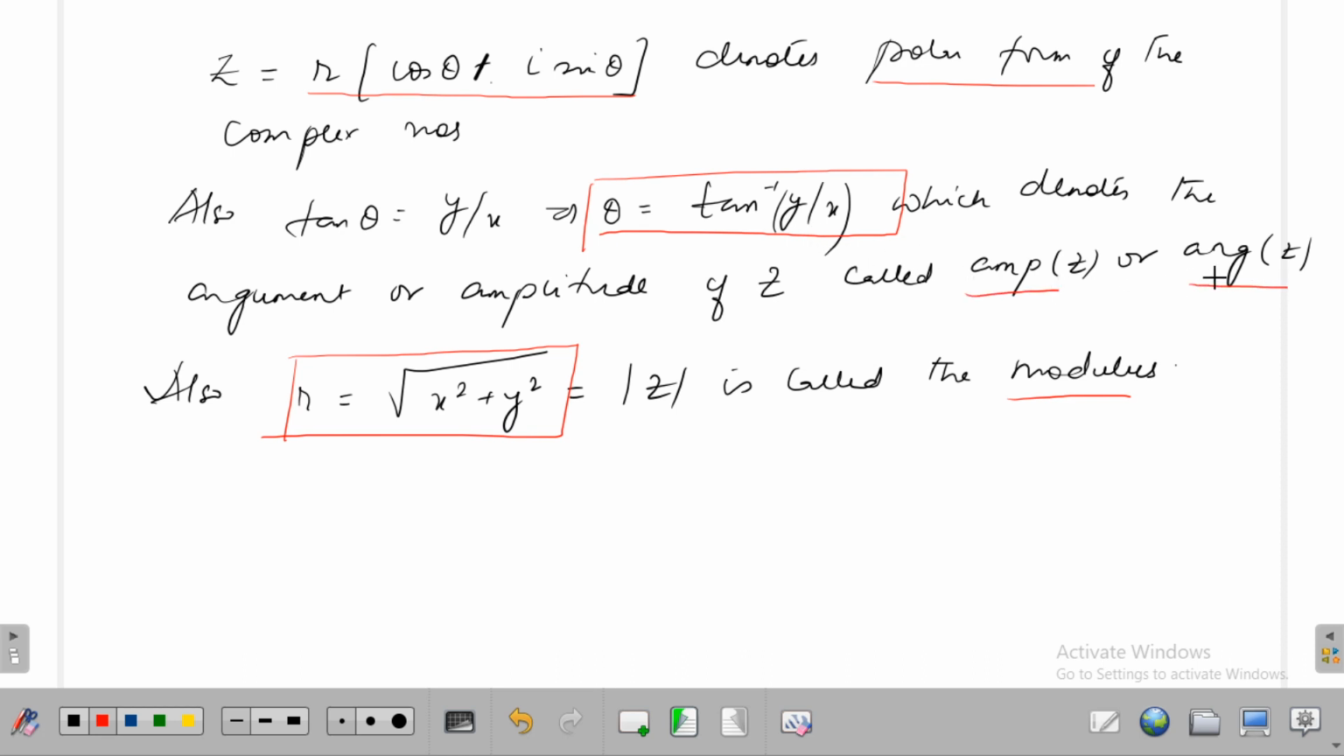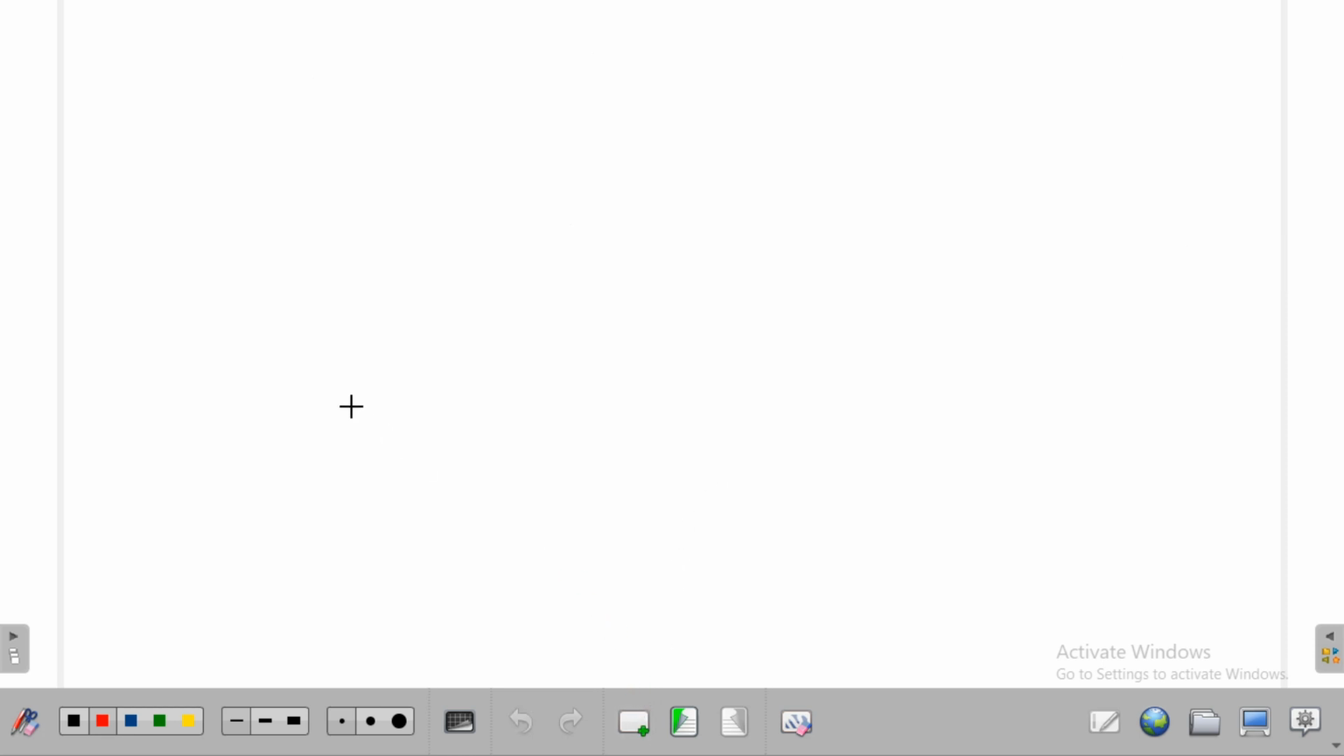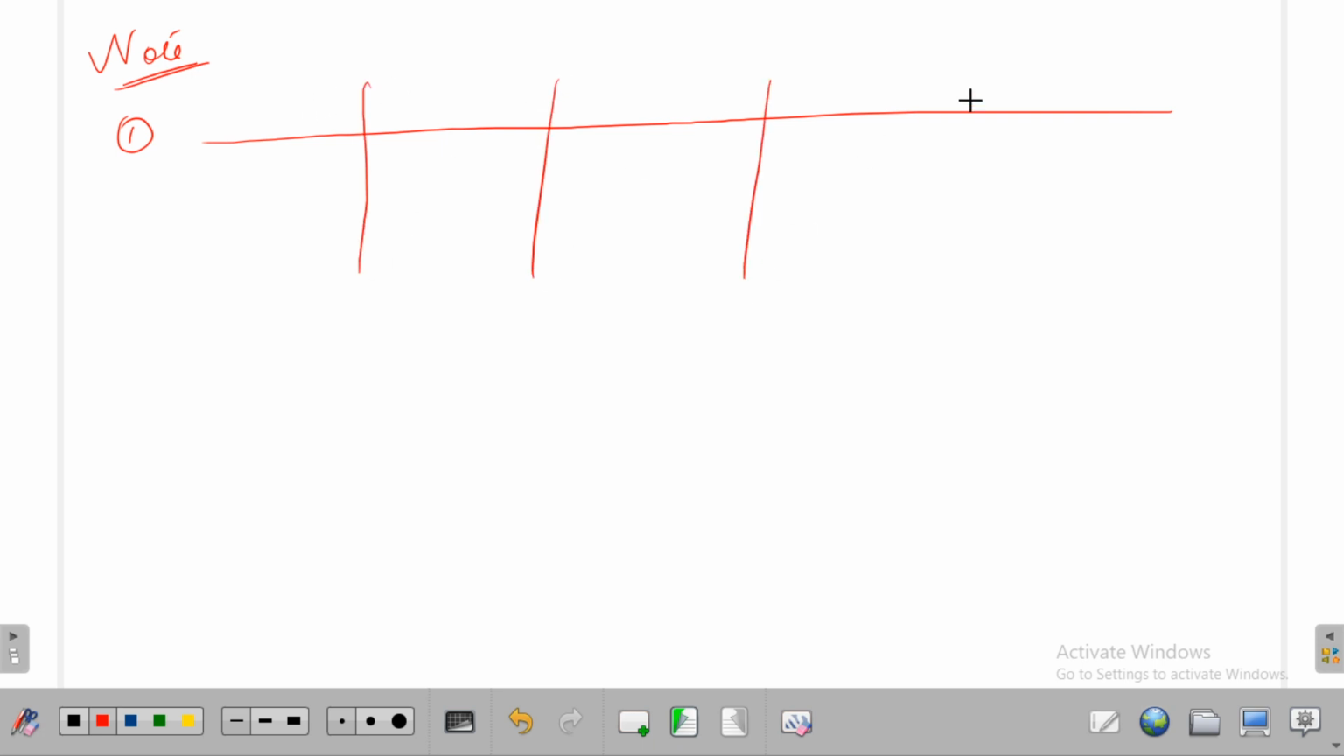Then comes another important topic, let me write it as a note. This note is very important because it is not in your textbook, so look at it very carefully. Let me draw it, and give this one x and this one y. Let me say this is the quadrant, and this is the principal value of theta.